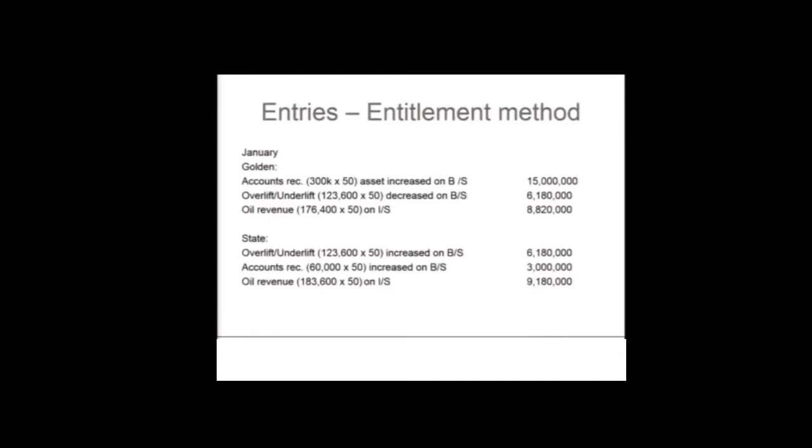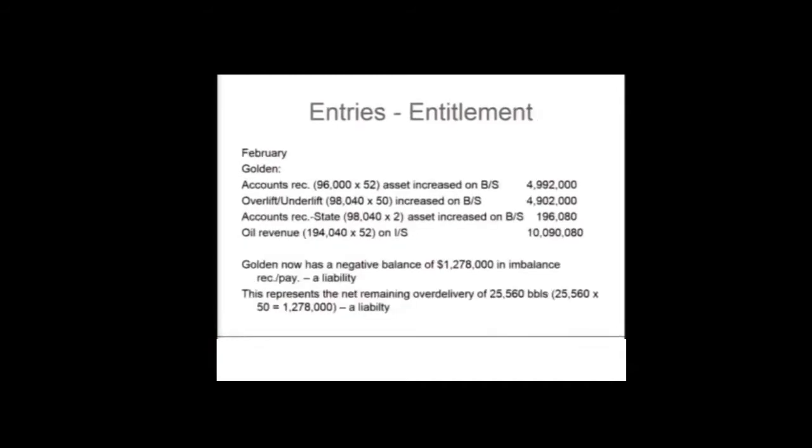Now, if we look at the next slide for February, now the price difference comes into play. Again, let's look at Golden. Golden took 96,000 barrels in February at $52 a barrel. That's a receivable from an outsider because they sold those to an outsider at the current price of $52. So they have that receivable for $4,992,000.